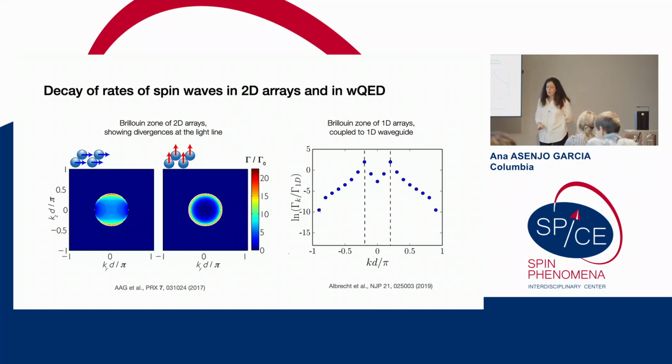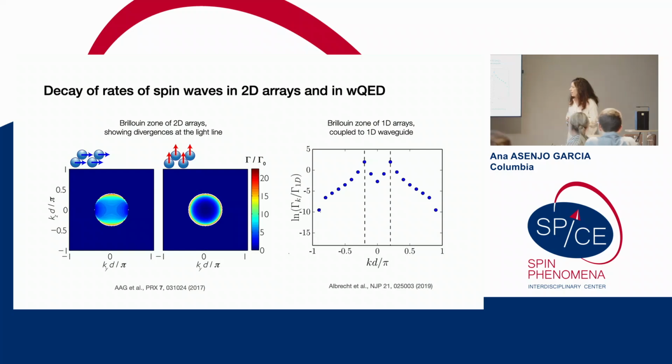And you could also say, well, what if I don't have 3D vacuum and I have 1D vacuum? I told you that this physics was kind of generic. And so this is the decay rate for a 1D chain coupled to a 1D waveguide. And you see that this is log scale. So this is super dark. And you only have two bright modes, which correspond to the chain emitting exactly to the right with the wave vector of the waveguide or to the left.